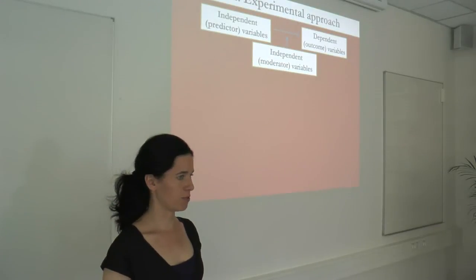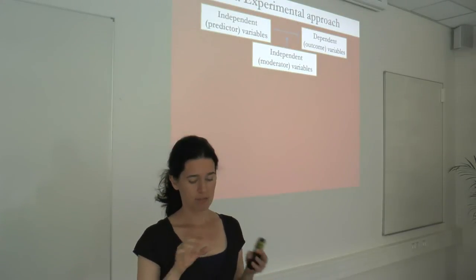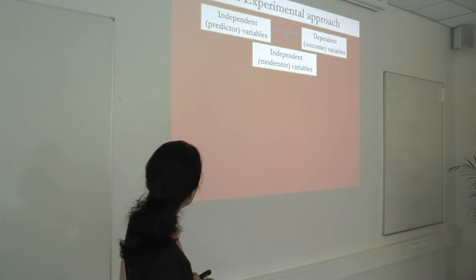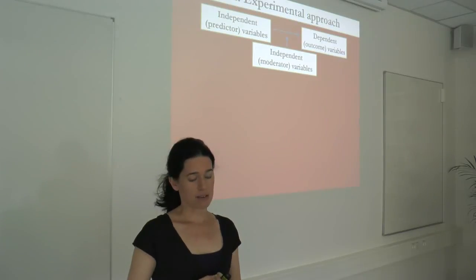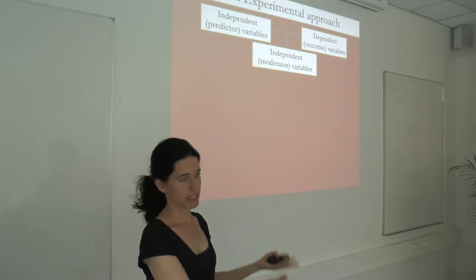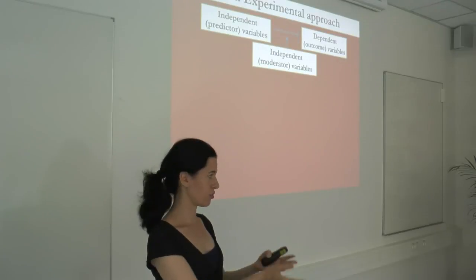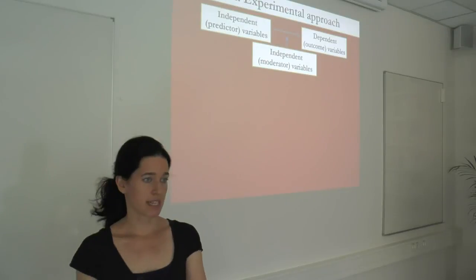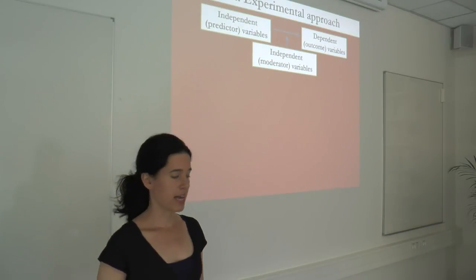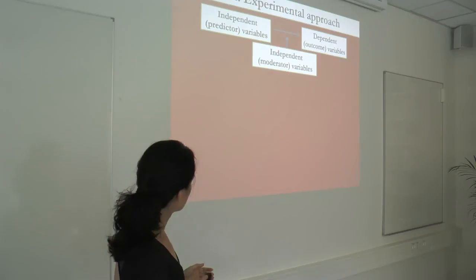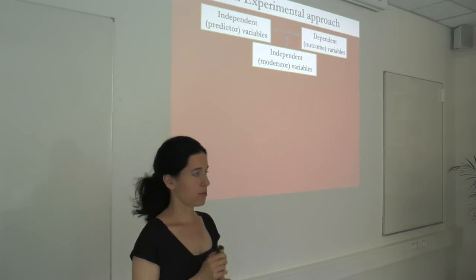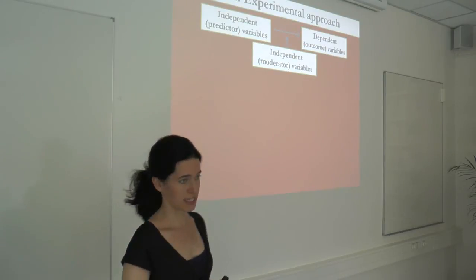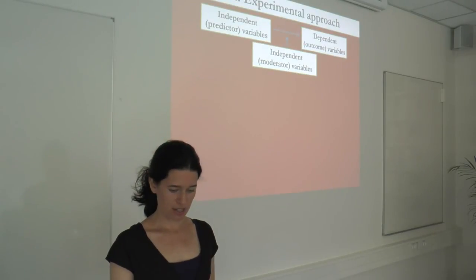I know that many of you are familiar with the general design of experimental research, but just let me flash it quickly, that when we do an experiment, we need predictor variables that are controlled and accurately manipulated. We need dependent variables that will be measured, and sometimes we consider a few moderator variables that will affect the relationship between the independent and the dependent variables.